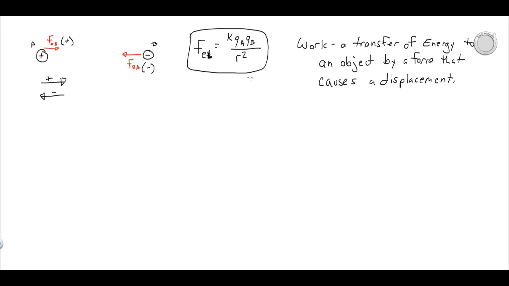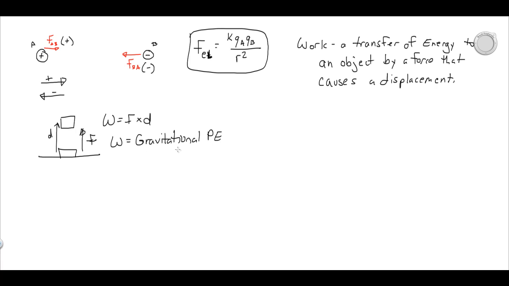Okay, and we've seen this before in a field force, and that's gravity. If I have a block here sitting on the ground, and I apply a force pointing up, and we'll call that force F, and the block moves a displacement of D, then the work done was force times displacement. And in this case, the work equals the gravitational potential energy. We've talked about potential energy before and gravitational potential energy. And so we know that the work equals the gravitational potential energy.